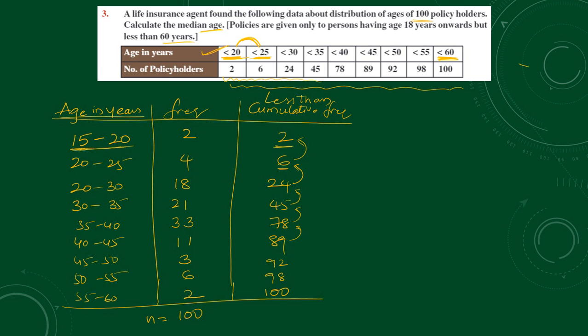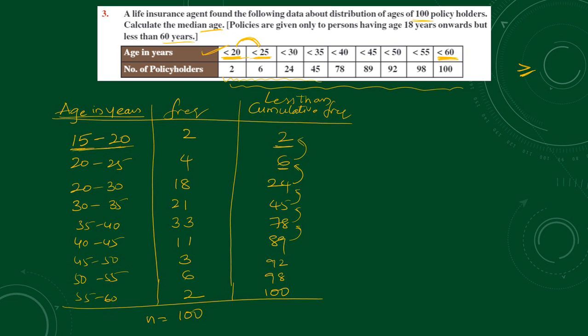For greater than or equal to, if this symbol is given, then we need to go in reverse order. That means the cumulative frequency will be in reverse order, so it will be in descending order. So for that you are going to do it in the reverse way.